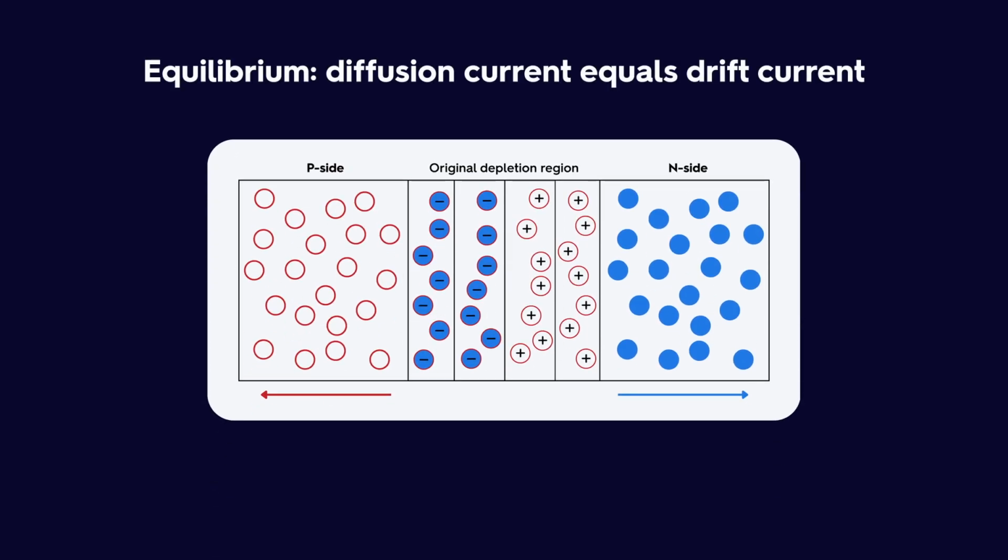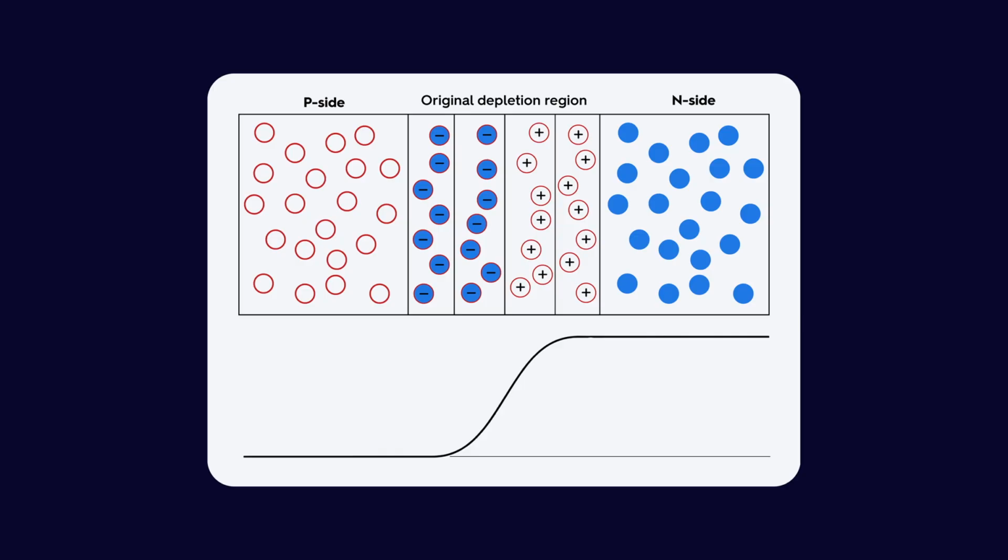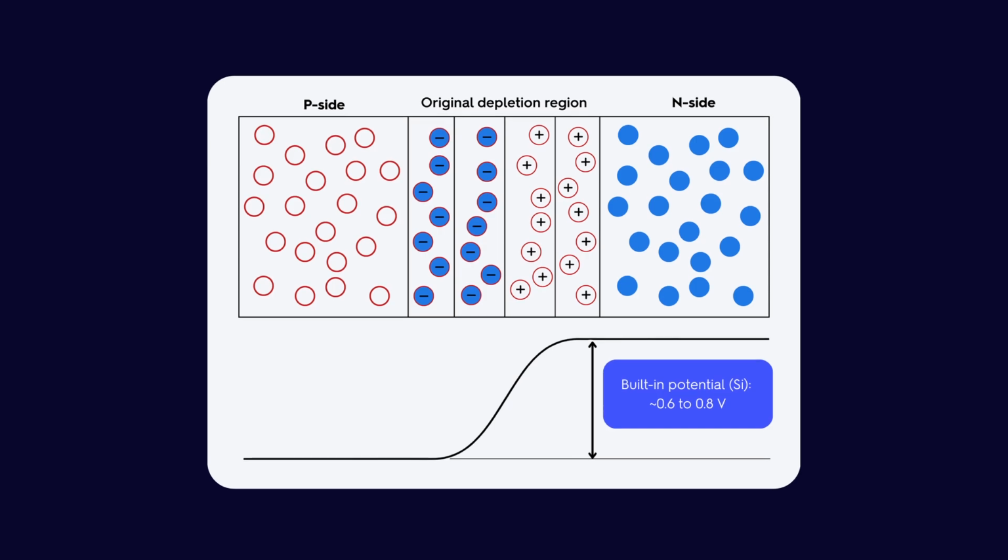First, remember equilibrium. Even with no battery, carriers try to diffuse across the junction, and an electric field in the depletion region creates a drift current the opposite way. Those two balance, so the net current is zero. Also, there is an internal potential barrier already there, the built-in potential. In silicon, at room temperature, it's often around 0.6 to 0.8 volts, depending on doping. That barrier helps keep the junction stable at equilibrium.